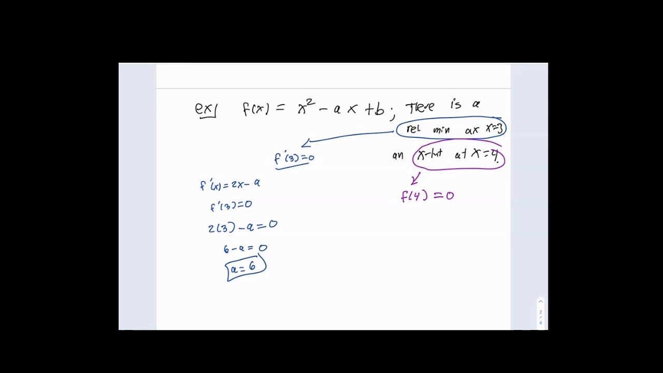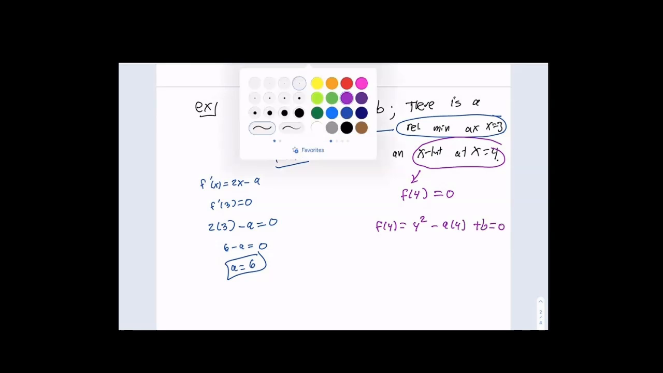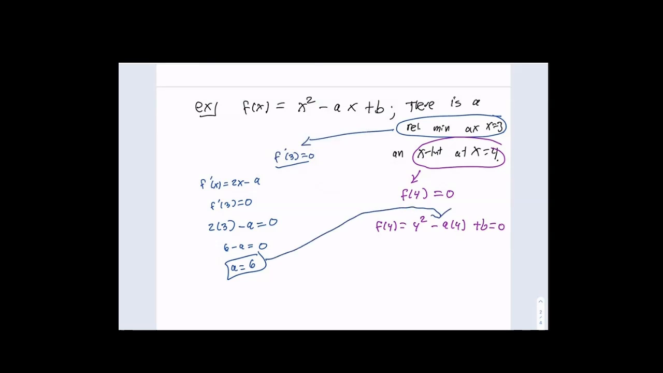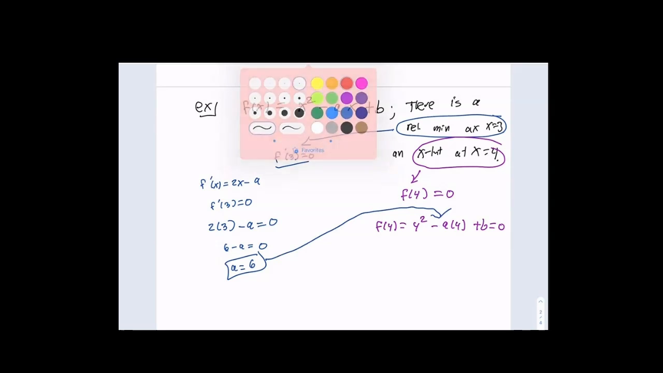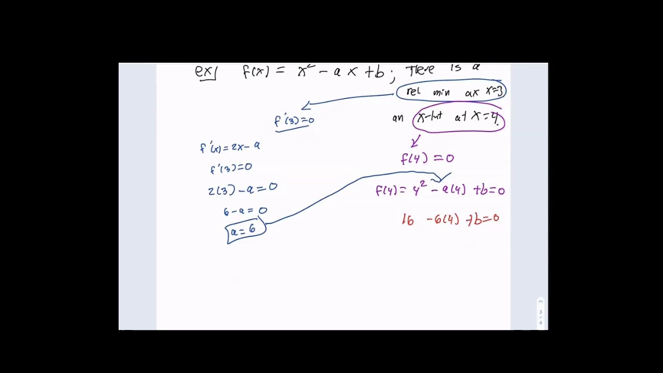Maybe you can call this algebra 2. So for the function f of x, we're going to plug in 4. So f of 4 would be 4 squared minus a times 4 plus b equals 0. But I know a is 6, so might as well fix that, right? So I get 16 minus 6 times 4 plus b equals 0, because I know a is 6.